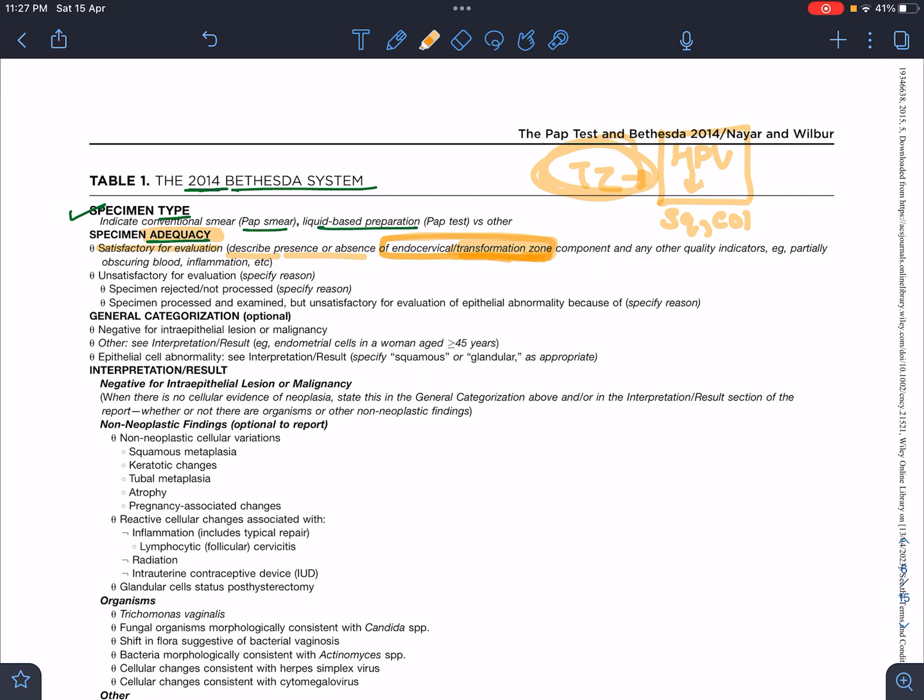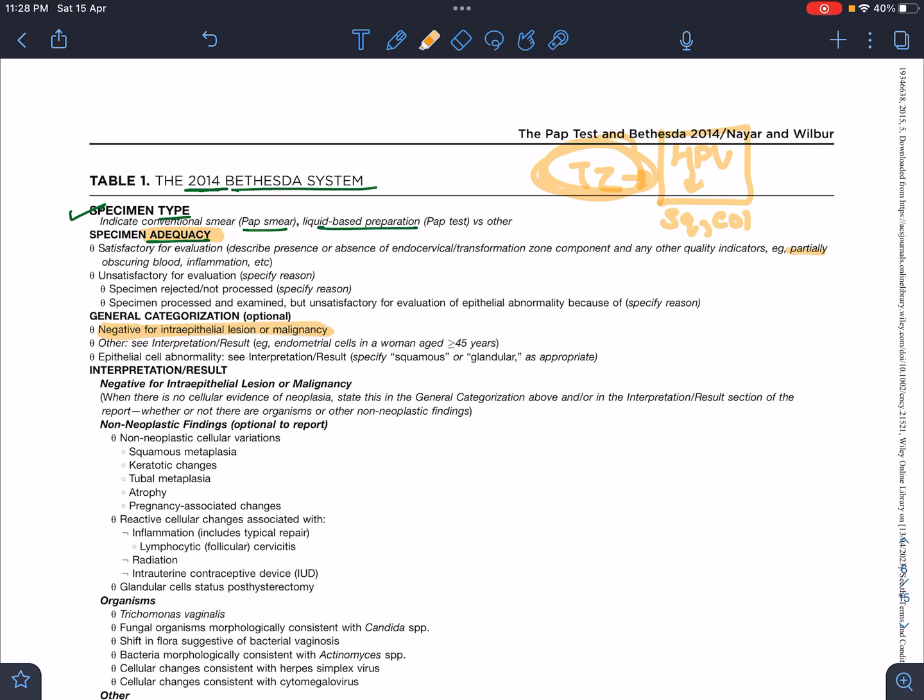Then other factors, like if it's obscured, if it has not been taken properly, if there is any blood, any inflammation, any cervicitis, whether inflammatory cells are there or not. And if unsatisfactory, then you have to tell why. Unsatisfactory could be inadequate cells, not fixed properly, no other cells visualized, or extra blood present. Now the general categorization: first, the report comes as negative for intraepithelial lesion or malignancy.